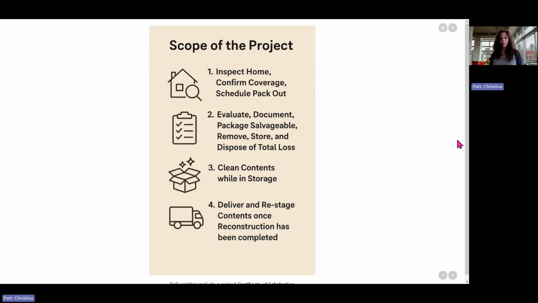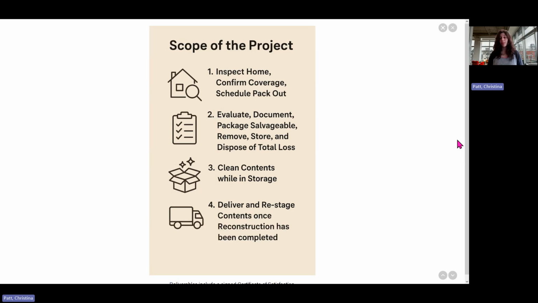The scope of my project. So we explained how at first a project manager inspects the home, they build the work, and then they wait to confirm coverage with the adjuster. Once they have confirmed approval and scope of work with the adjuster, we then schedule the pack out with the insured. Next step is the pack out.